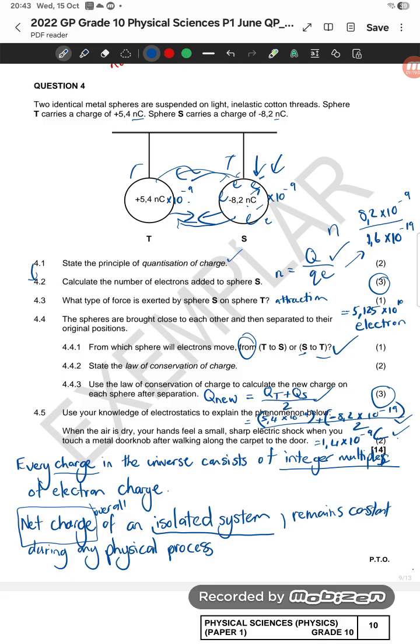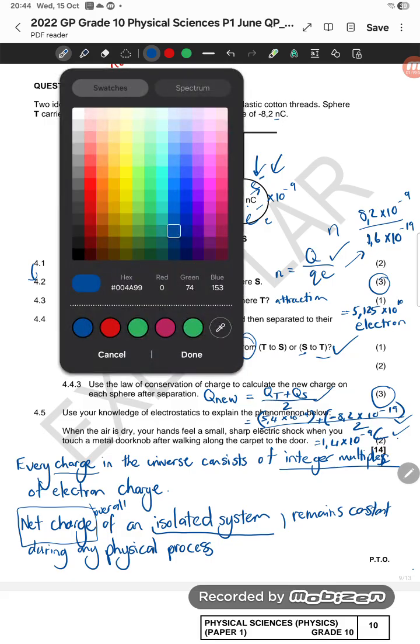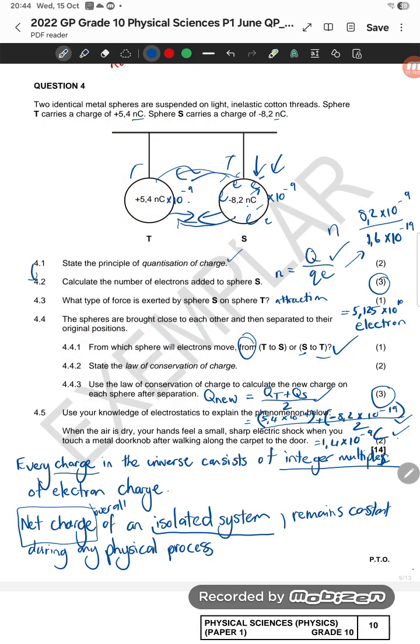Okay, so 4.5. Use your knowledge of electrostatics. So electricity has got to do with statics. Static means it's staying in the same place. It means it's not moving unless there's friction or touching. Okay, so it's not just moving in the air. There's touching. Use electrostatics to explain the phenomenon below.